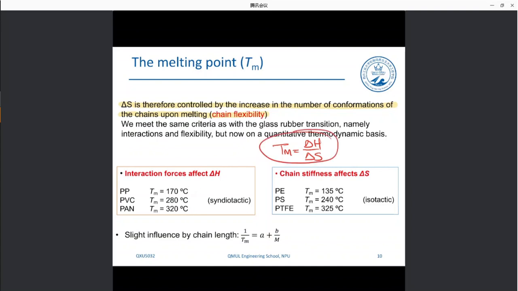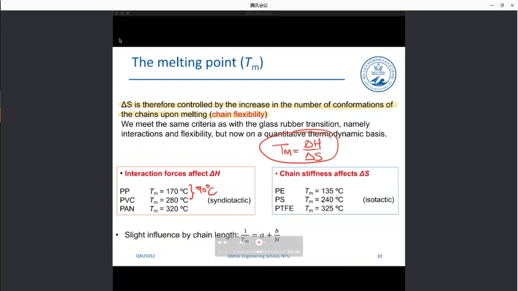So the enthalpy is mainly affected by interaction forces. I have some very simple examples here, such as the difference between polypropylene and polyvinyl chloride. You can see that this difference is around 90 degrees Celsius. Why is that? It's because polyvinyl chloride has a side group of chlorine, while the side group of polypropylene is a methyl group.